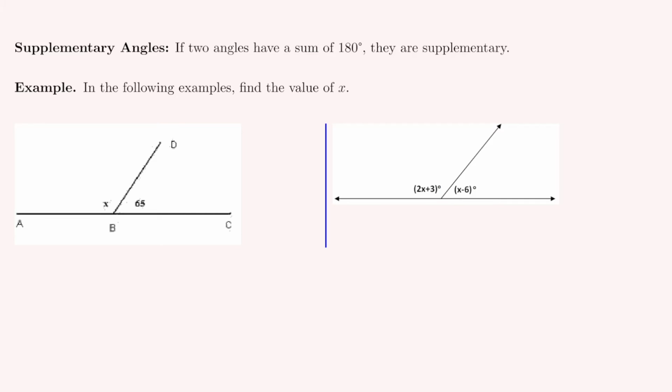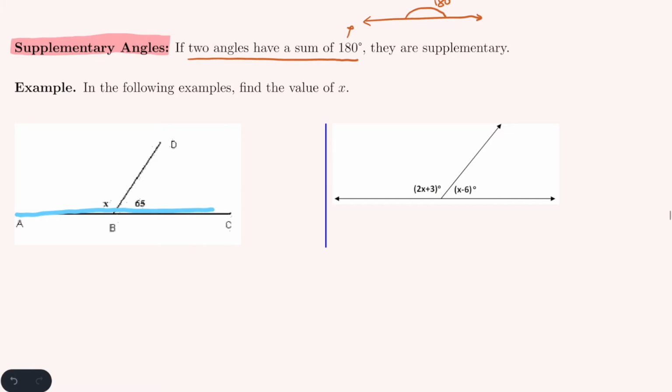A related idea to complementary angles is supplementary angles. Two angles are said to be supplementary if when you add them together, you get 180 degrees. And keep in mind, 180 degrees, that's our straight line angle. So a line is an angle of 180 degrees. Now we can see in the next two examples, we clearly have straight line angles of 180 degrees.